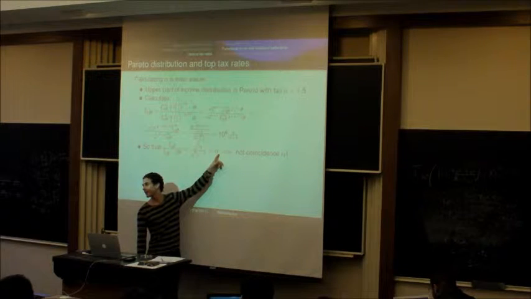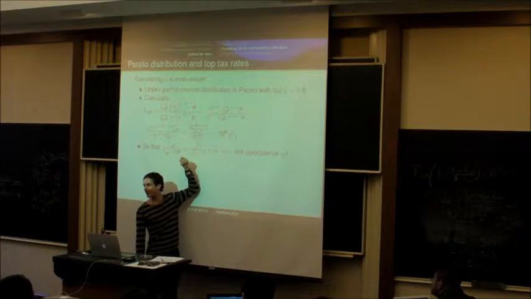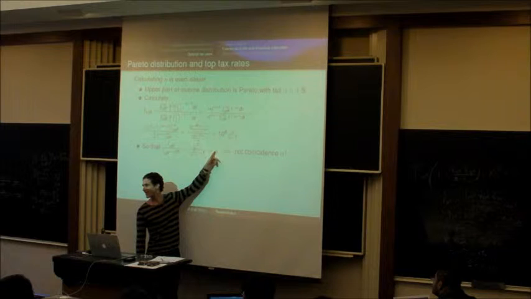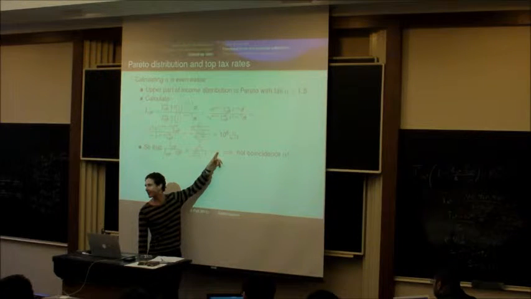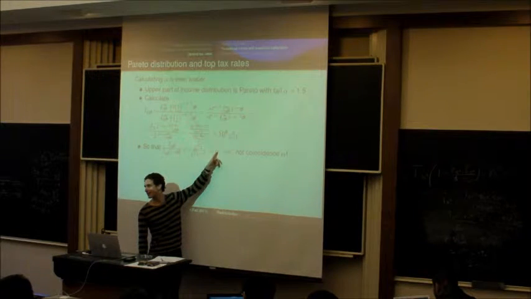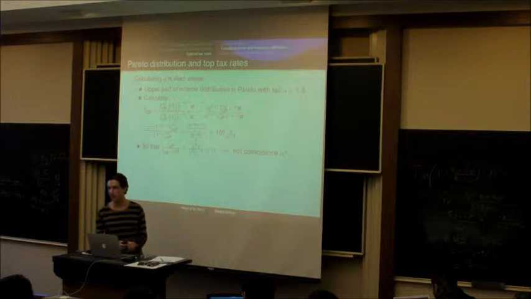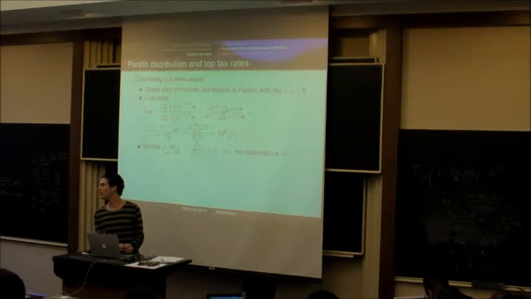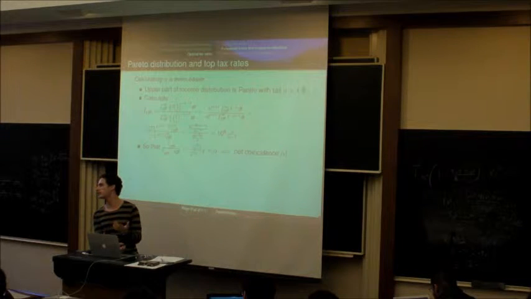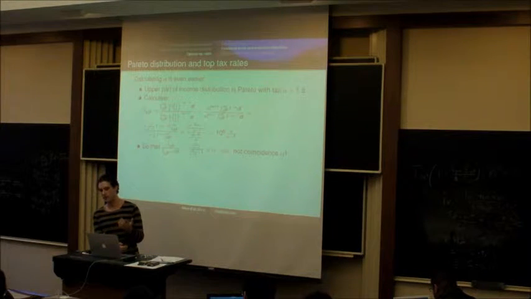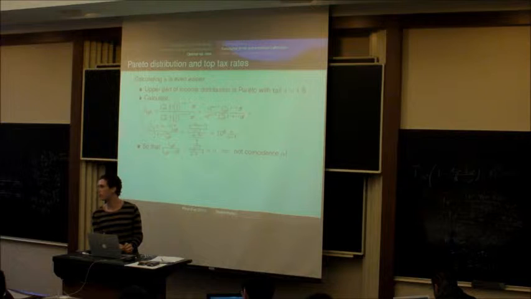Guess why I called the other alpha alpha and this thing alpha as well? They're exactly the same. So this Pareto tail is a very natural measure of inequality at the top end of the spectrum. The smaller it is, the more inequality there is.